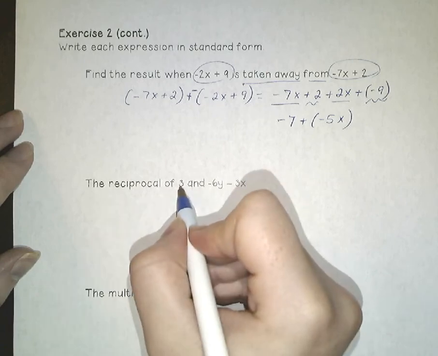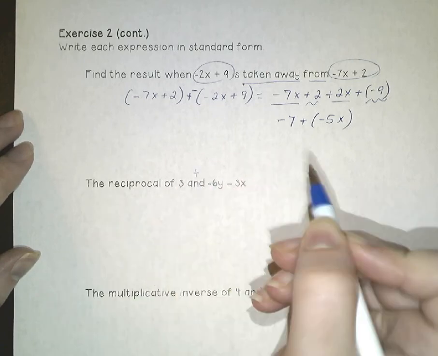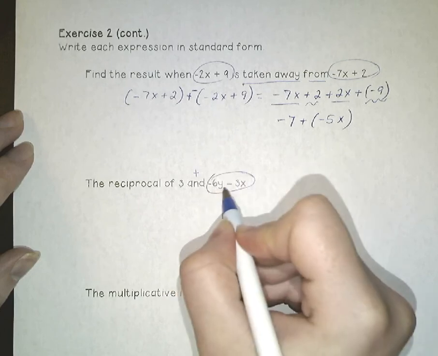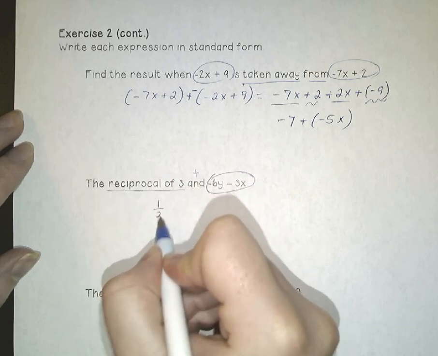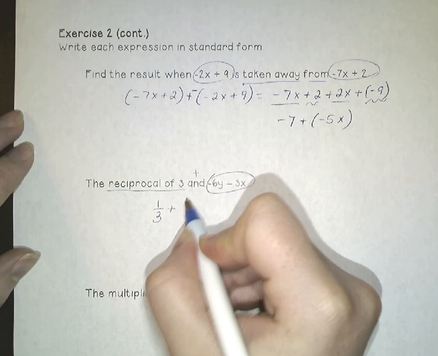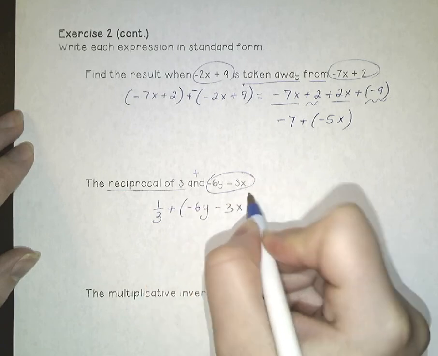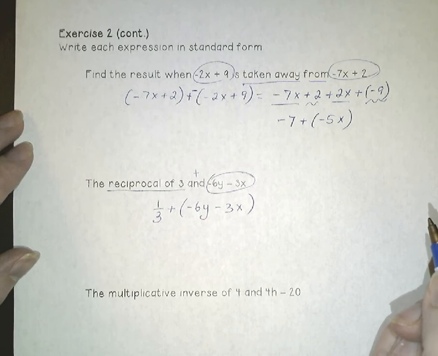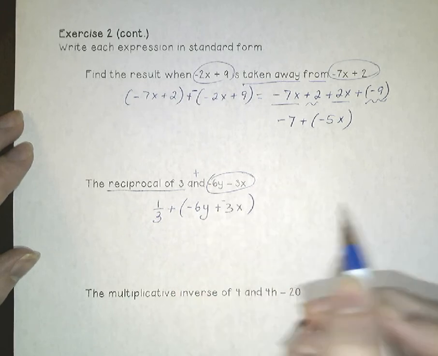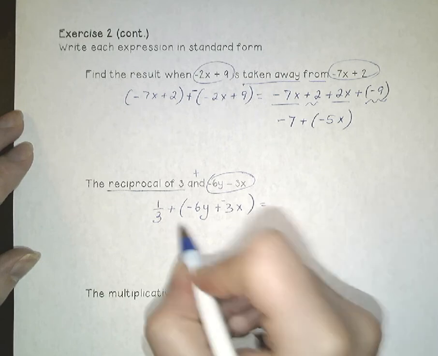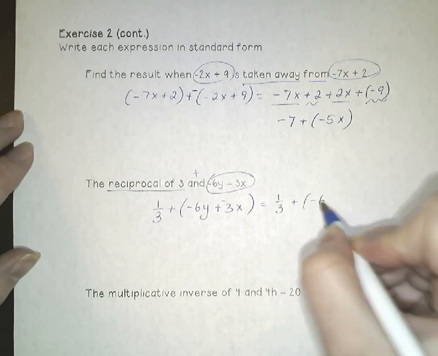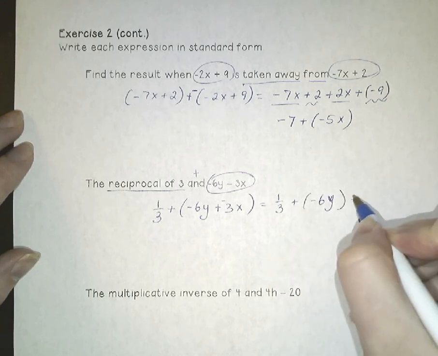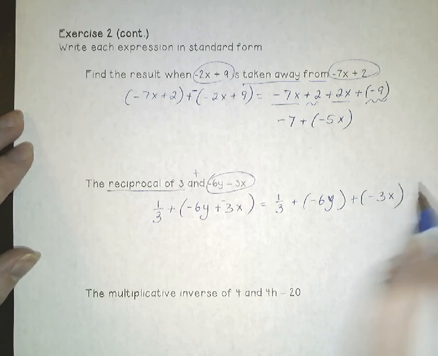The reciprocal of 3, and means plus, right? This expression, negative 6y minus 3x. Reciprocal of 3 is 1/3. We are adding negative 6y minus 3x. Change subtraction into addition of the opposite. So plus negative 3x. Now, since this is all addition, we can open parentheses. 1/3 plus negative 6y plus negative 3x. We cannot combine anything else. They're not like terms.